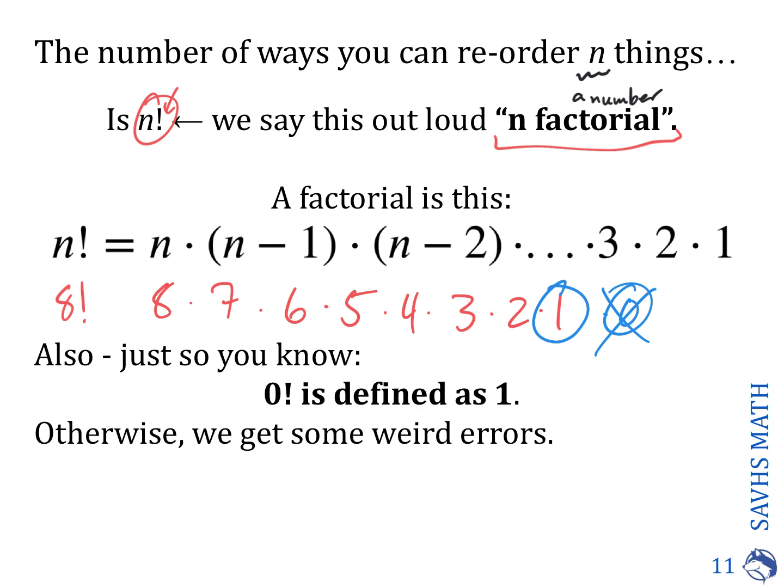8 factorial, we found out, was 40,320. We can see that these factorial numbers get really big really fast, because 8 isn't even that big of a number and there's already 40,000 ways. Just for your reference, something that's a little bit weird, but 0 factorial is 1. If you don't have that, then it makes the math really weird, and I'm not going to spend a lot of time explaining that, but 0 factorial is 1.